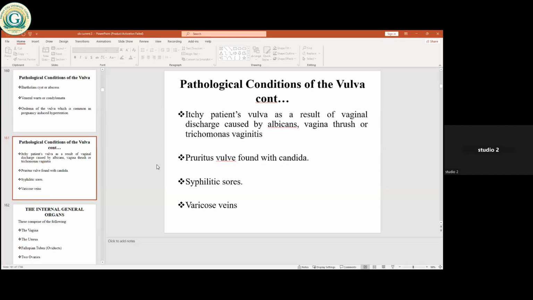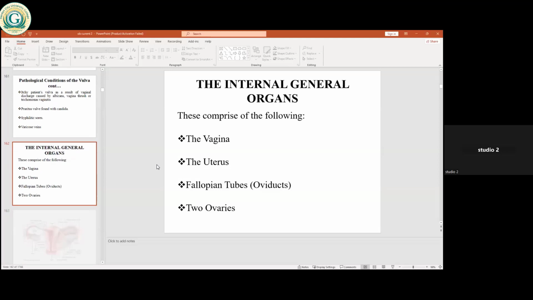We now move on to internal genitalia. Any question on the vulva?